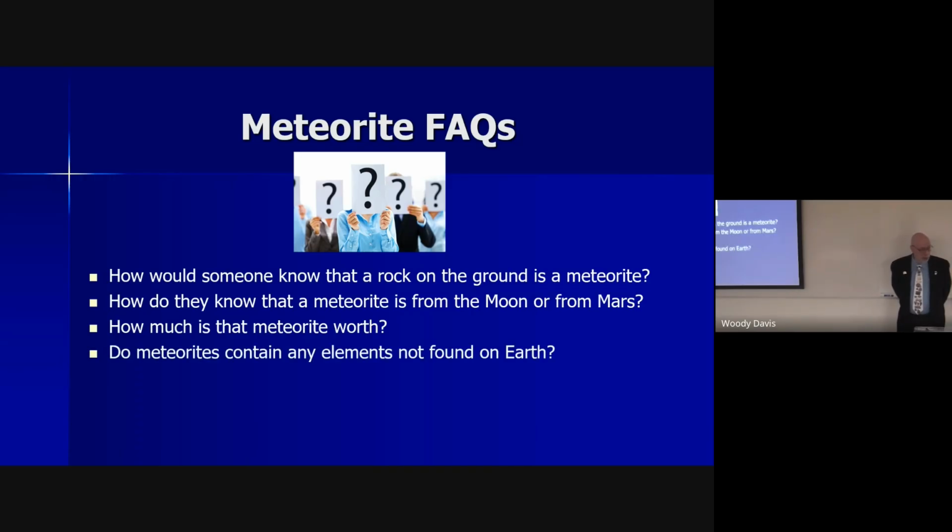Do meteorites contain any elements not found on Earth? It's also a common question. And the answer is, since Earth itself and the asteroid belt all came out of the same solar nebula, all the elements that we see in meteorites are the same as the ones we know here on Earth. What is different on Earth or in meteorites, though, are some of the minerals. Some minerals are either very rare or unknown on Earth, but do occur in meteorites.